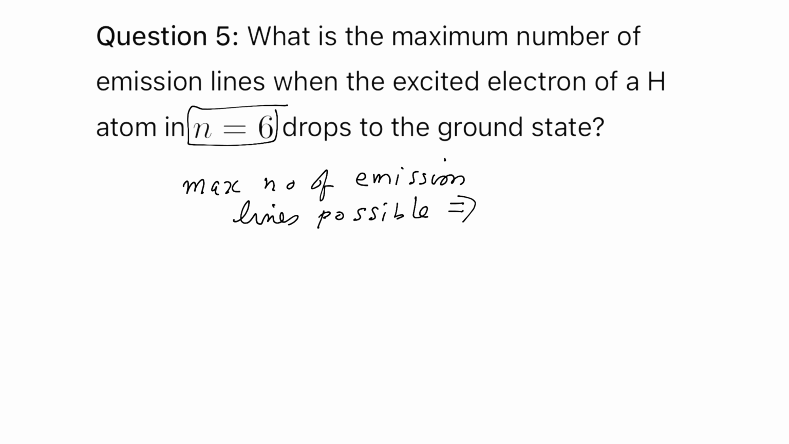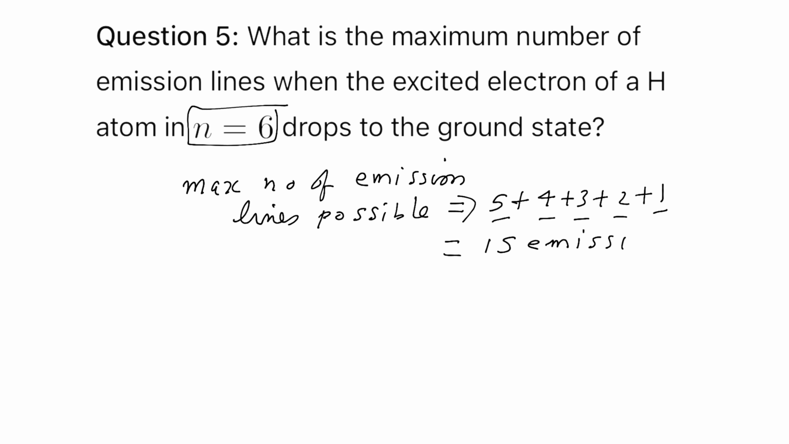What is n minus 1 value? 5. Then take the next smaller number. Like that, you add up to 1. So what is that? 1 plus 2, 3. 3 plus 3, 6. 6 plus 4, 10. 10 plus 5, 15. 15 emissions are possible.